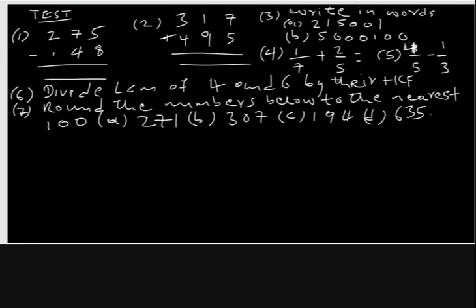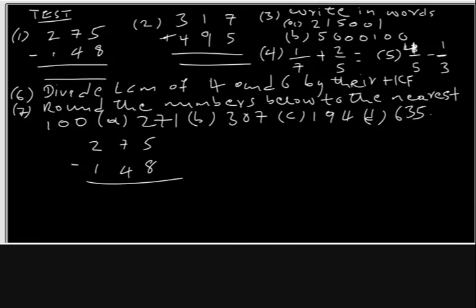Okay. Now let's look at these important questions. The first question says 275 minus 148. So when we do this, we start with the ones column. We will do 5 minus 8.